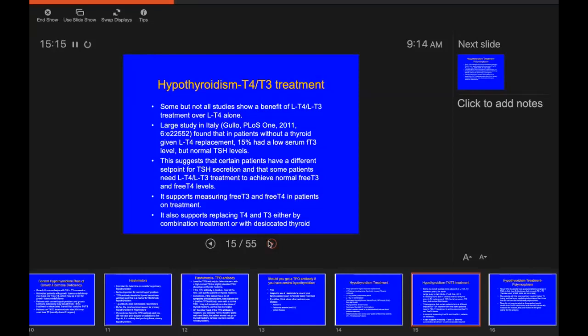And I think it supports measuring the free T3 and free T4, which many people don't even do. Some people just look at TSH once they're on treatment, but I think it shows that it's important to measure both free T4 and free T3. And then you can give the T4 and T3, either combination therapy or with desiccated thyroid.